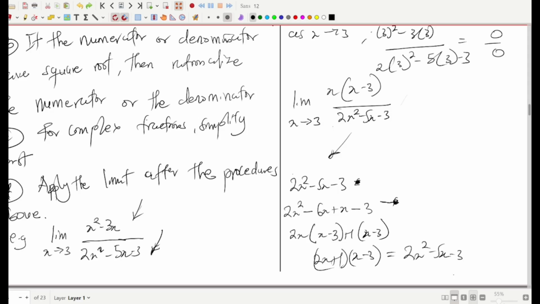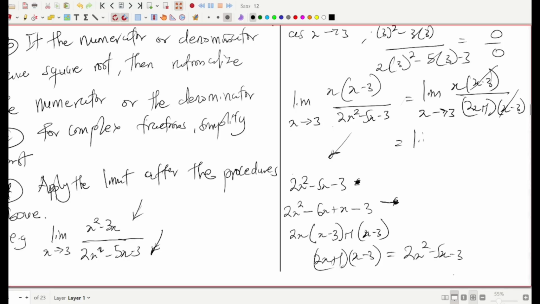Now we can put it in there. So limit as x approaches 3, x multiplying x minus 3 divided by 2x plus 1 multiplying x minus 3. So from here, we can actually cancel out some of the expressions. We can cancel out x minus 3 here, x minus 3 here. We end up with limit as x approaches 3, x divided by 2x plus 1.